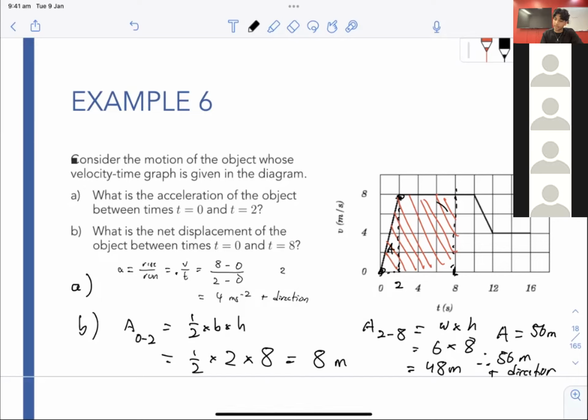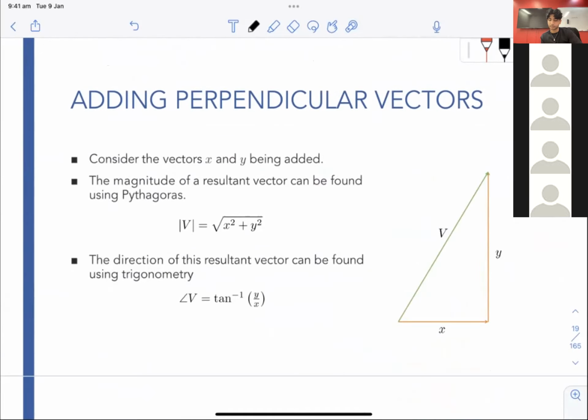And that applies for any velocity time graph. The area under the curve is going to be your displacement, and in this case, it's from 0 to 8. If I was asked for the net displacement from 2 to 8, my area would not include the triangle, just the rectangle. All right, let's move on.